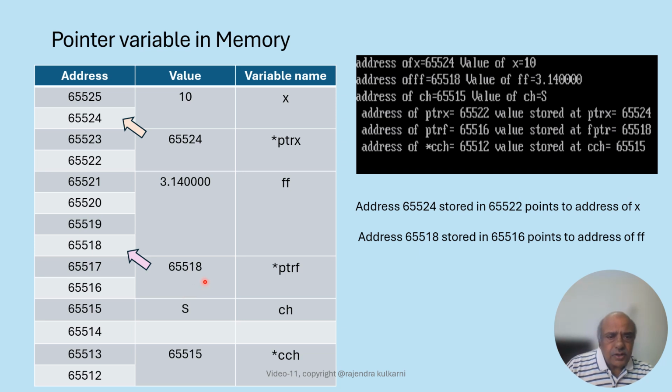Similarly, 65518 is stored as the value of ptrf which points towards the variable ff. 65515, that is the address of ch, is stored in pointer variable cch, which itself is stored in locations 65512 and 13. So this is how pointers are stored in the memory like other variables. The only thing is, a pointer variable of any kind, whether it's int or float or char, will always occupy 2 bytes in the memory, because addresses are assigned to the pointers and an address is an unsigned int kind of value, which will always occupy 2 bytes in the memory.